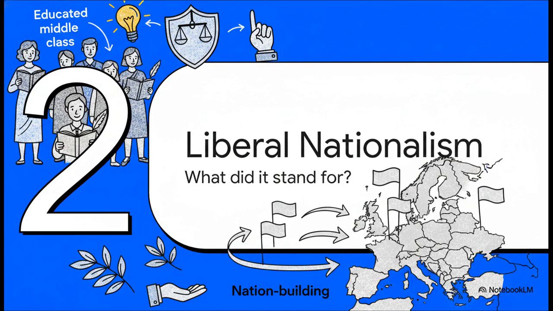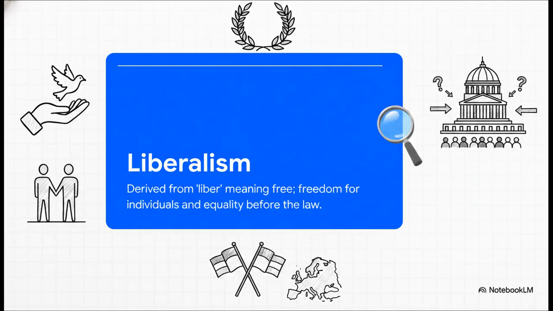Moving right along to Section 2. What did liberal nationalism stand for? So this newly emerging, educated middle class, they couldn't just fight with weapons. They needed a big, unifying idea to rally behind. And that idea was liberalism.